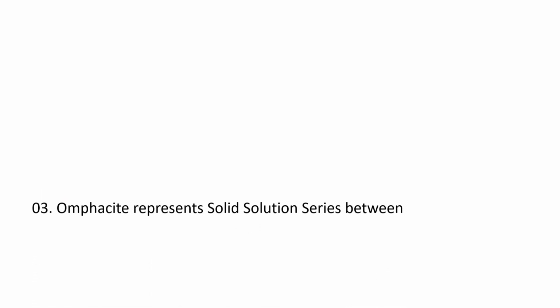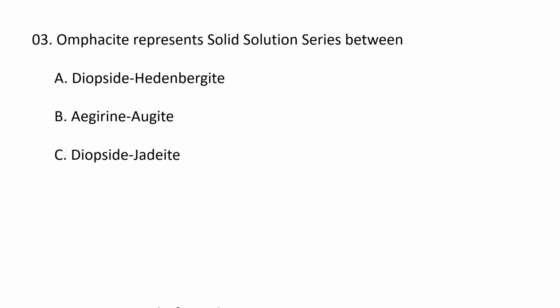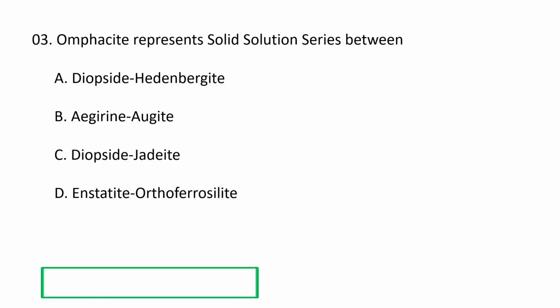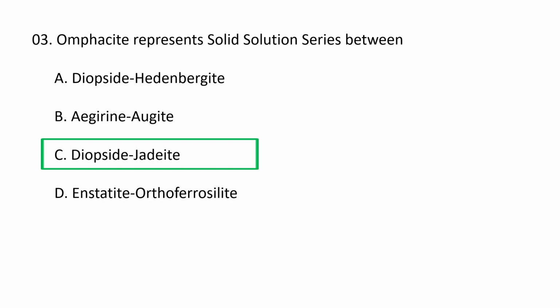Next question. Omphacite represents a solid solution series between A. Diopside and Hedenbergite, B. Aegirine and Augite, C. Diopside and Jadeite, and D. Enstatite and Orthoferrosilite. The correct option goes as C. Diopside and Jadeite. Omphacite represents a solid solution series between diopside and jadeite.